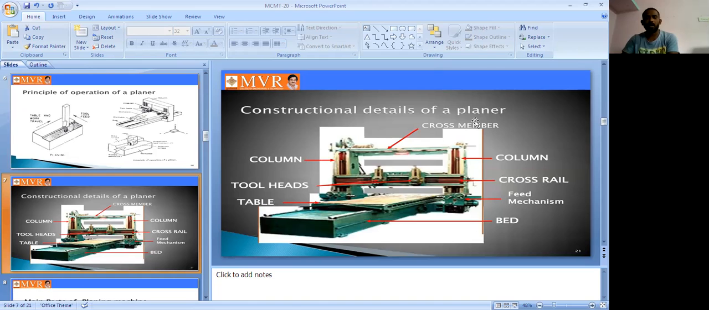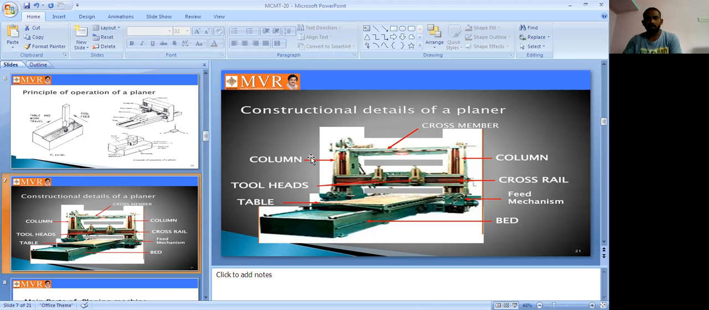Okay, so what are the parts we have in the planing machine? Means, first of all, it is a cross member one. It is cross member. It is a column one. It is cross rail. It is feed mechanism. It is a bed. It is a table. It is a tool head. It is column one. So column we have the left side and right side. So these are the construction details of the planer.